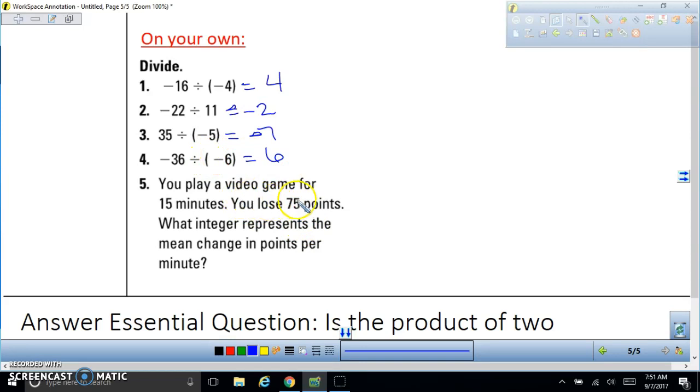And 5, you play a video game for 15 minutes. You lose, so this is a negative 75 points. What integer represents the mean change in points per minute? Okay, per minute. You have a negative 75 divided by 15. Negative divided by positive is negative, and 75 divided by 15 is 5.